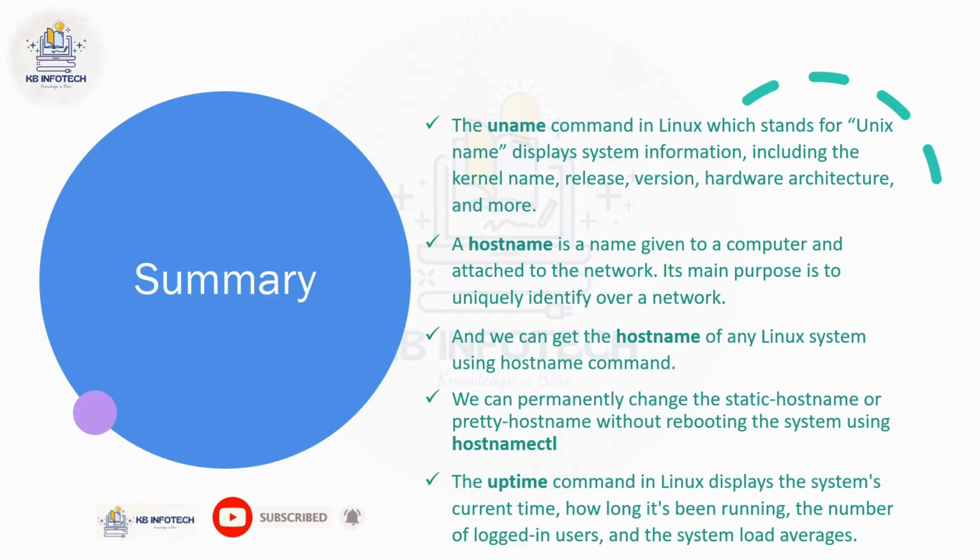Finally, we have seen the uptime command in Linux, which displays the system's current time, how long it's been running, and the number of logged in users, and also the system load averages for the last 1, 5, and 15 minutes. This is the crucial information about the system that we can get from all these commands.